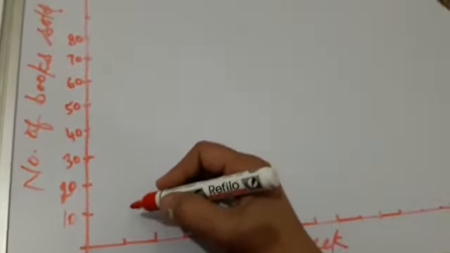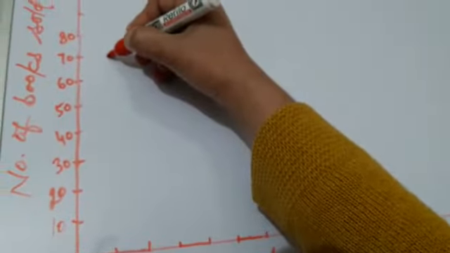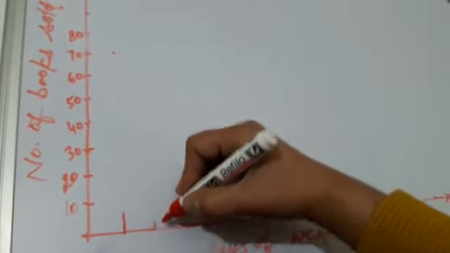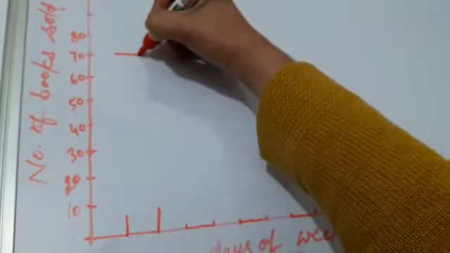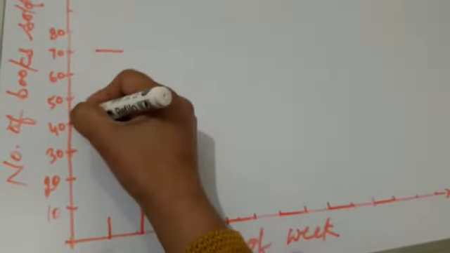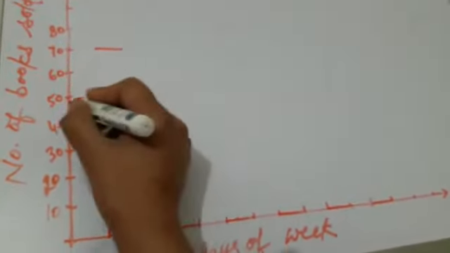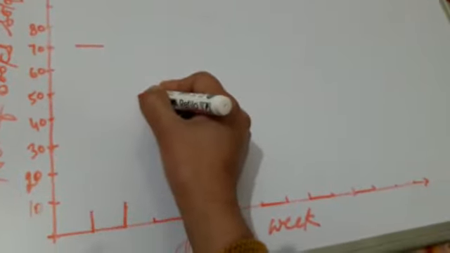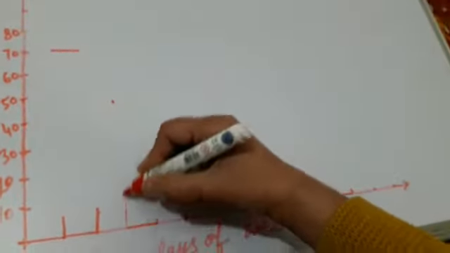Now on Sunday 70 books were sold. So 70 books. Monday 45. 45 lies between 40 and 50. So here 45. Next, Tuesday 40.